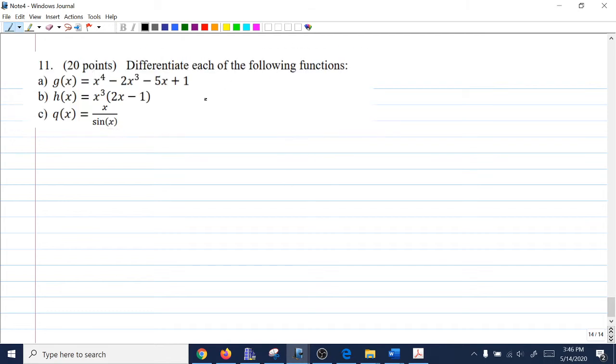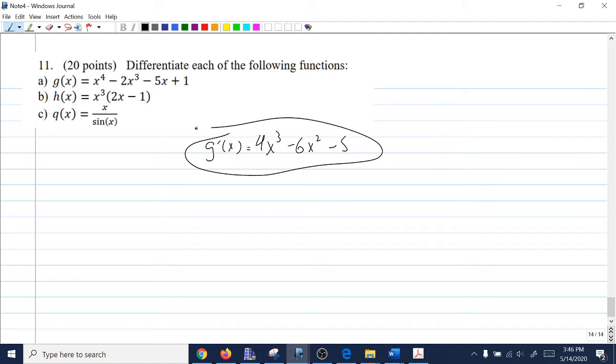Derivative of the first one. T prime of x is 4x cubed minus 6x squared minus 5 plus 0. Don't need to write the plus 0, but not a bad idea to write it.